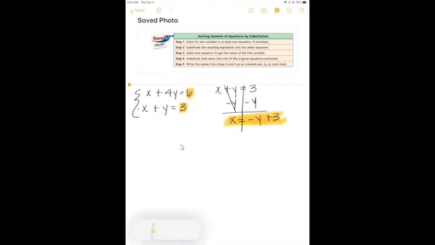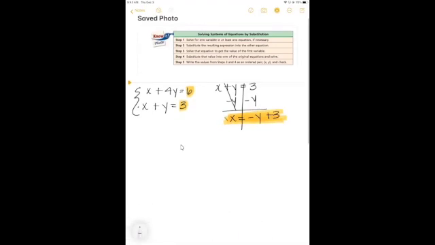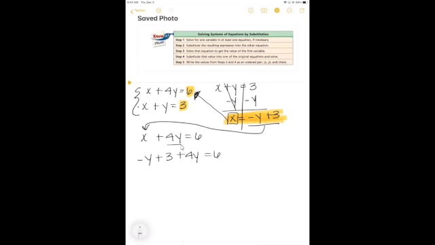Now I'm going to take this equation and substitute it into the original one that I did not use. All right. So if x is equal to negative y plus 3, and I have x plus 4y equals 6, I'm going to rewrite it, and I'm going to take this value of x right here and substitute it right there. So x is equal to negative y plus 3. And then I'm going to rewrite the rest of this, plus 4y equals 6.